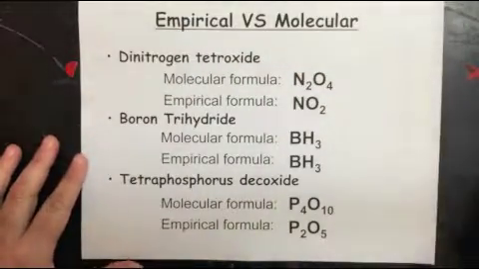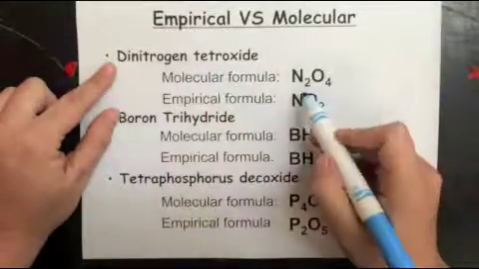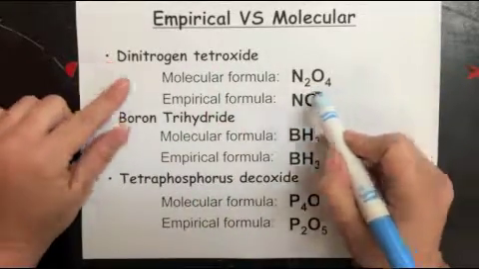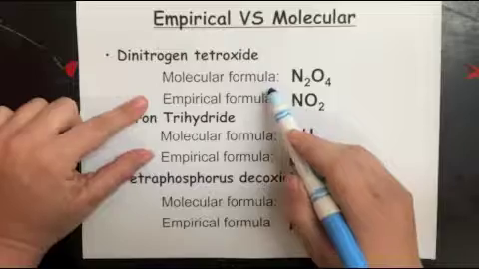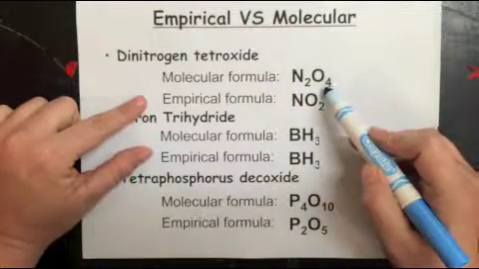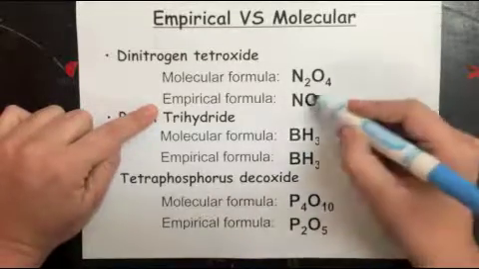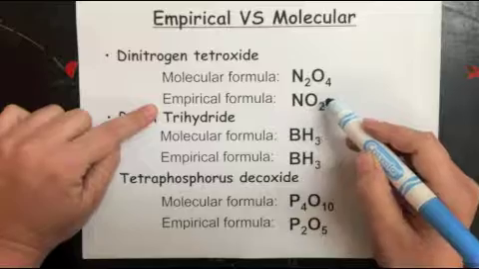Okay, so this is the ratio here between the carbon, hydrogen, and oxygens. So just to run through some examples here, dinitrogen tetraoxide, if you write that out, is N2O4, which would be its molecular formula, meaning you have 2 nitrogens for every 4 oxygens. That's the exact number. If you reduce that, you get NO2, which this means this is your empirical formula.